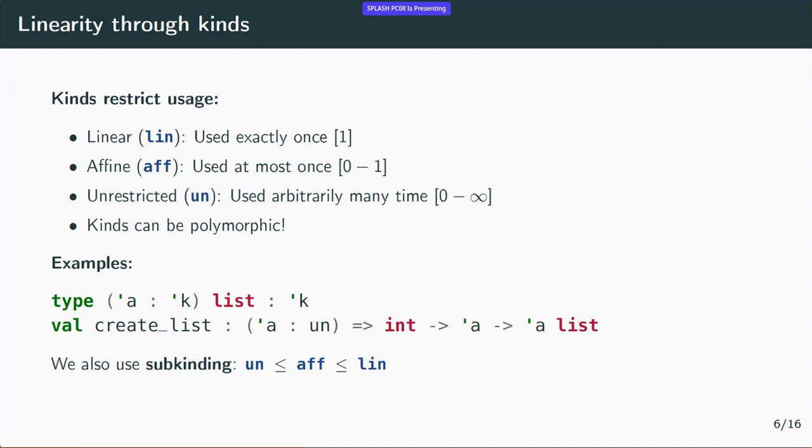But linear means exactly once. But affine also includes, affine means you can also drop it. Okay, it seems like those are contradictory. No. Why? No. Because linear says you use it exactly. Oh. Yeah. Right, but okay, maybe.